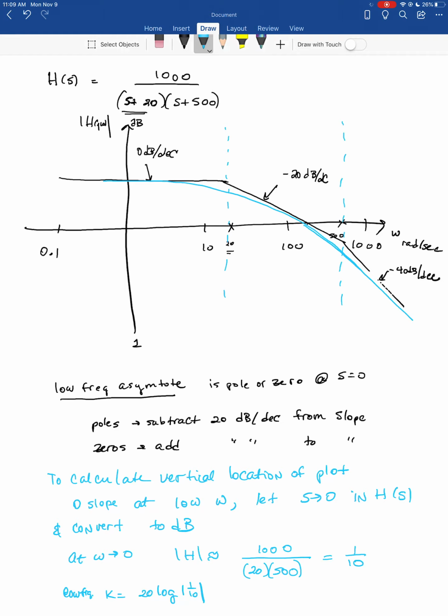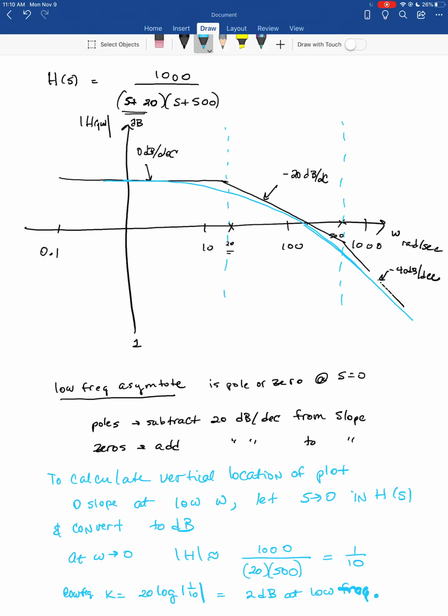Why low frequency? Because we let omega go to 0 to get an approximation, or we let S go to 0. S being j omega. When S goes to 0, j omega goes to 0, omega goes to 0 means we're approaching DC. So we're on the low frequency end. So the log of 1/10 is 0.1. So that would be 2 dB at low frequency.